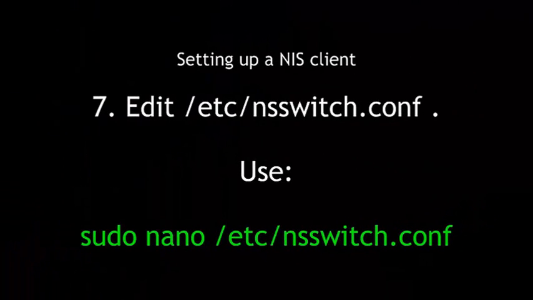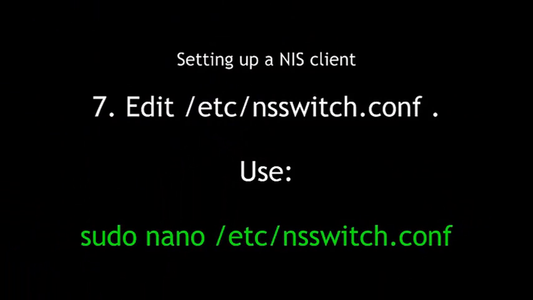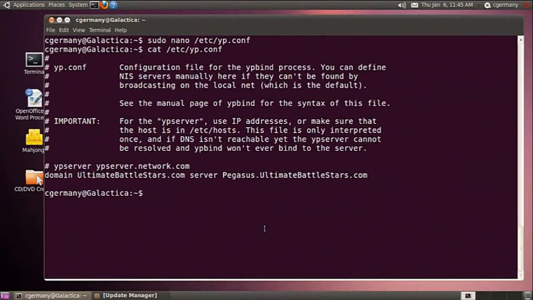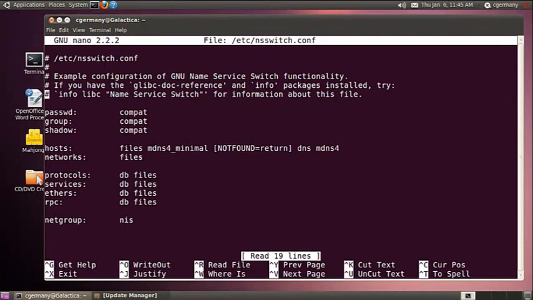7. Edit the /etc/nsswitch.conf file. Use sudo nano /etc/nsswitch.conf. Now the next file we need to modify or edit is going to be the nsswitch file. Like most files, these are in the etc folder. Yes, I know it's "etc," but it's just the lazy way to say it. It's kind of fun too. Less syllables.